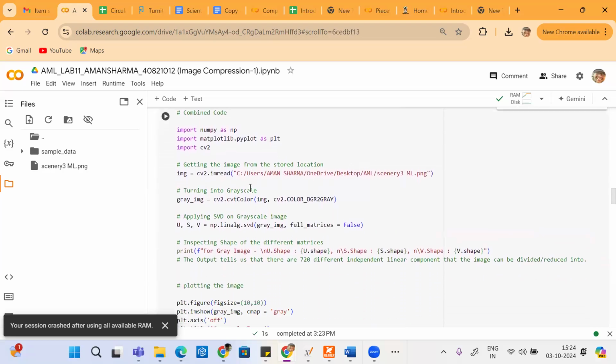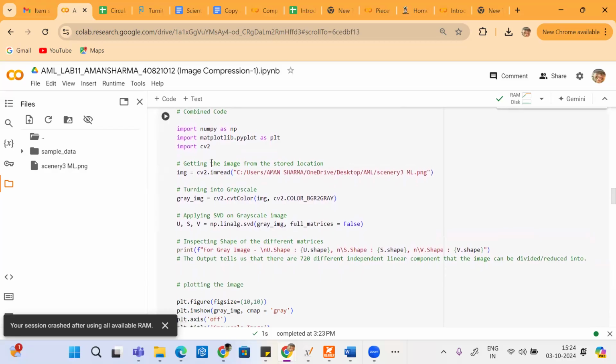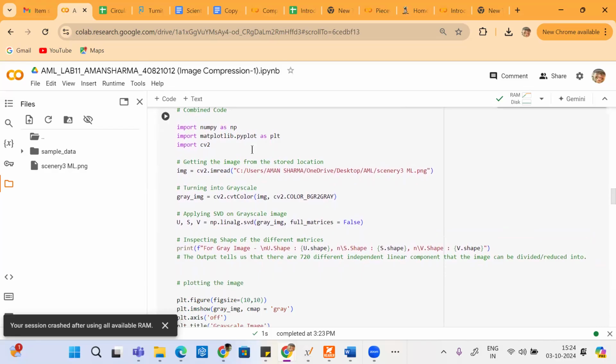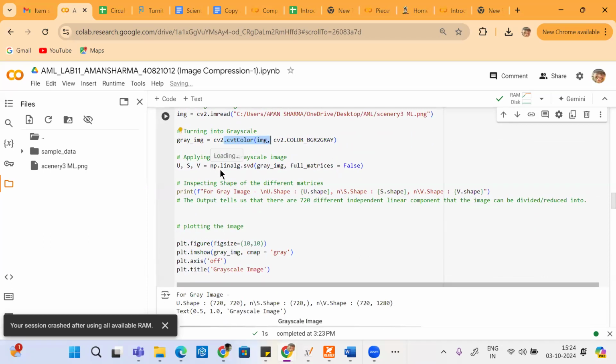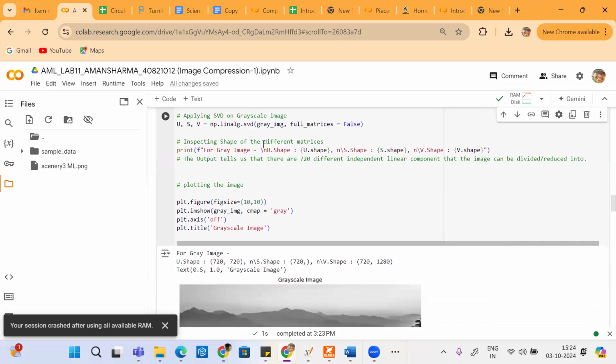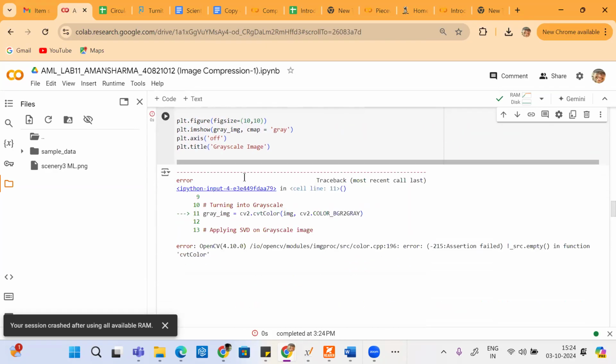Then it's a combined code, and just the single code I showed you previously. If you see, first import numpy, matplotlib, the CV2 library, computer vision, image read. Then I converted to a grayscale image, then applied singular value decomposition, which converts it into matrices. Now we are showing the shape and size of the matrix, and it will give us the image.